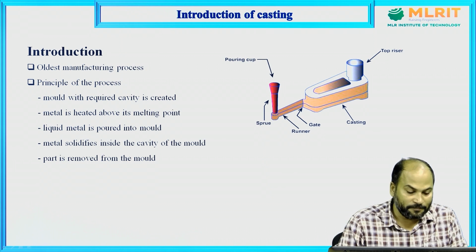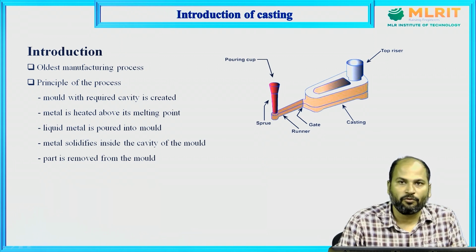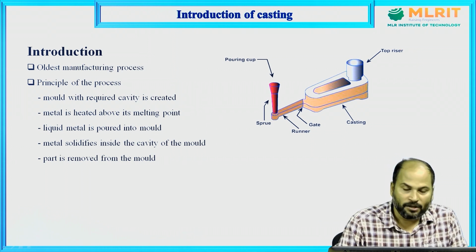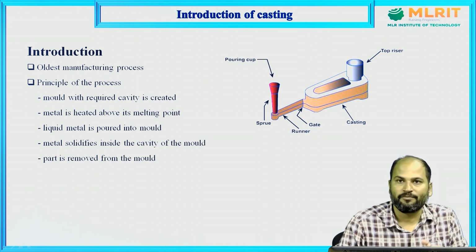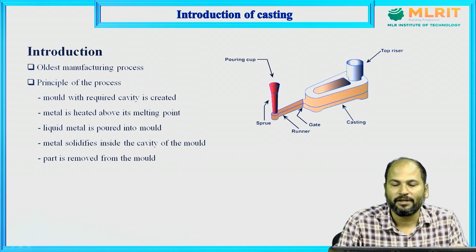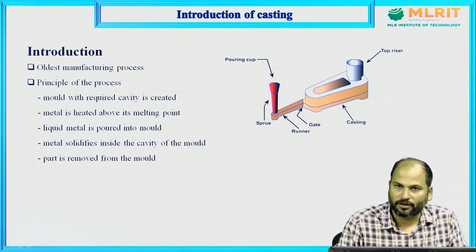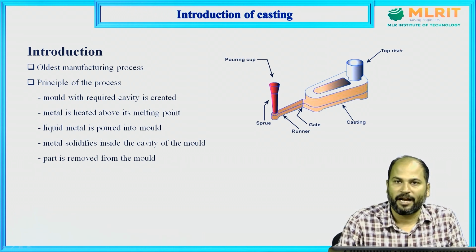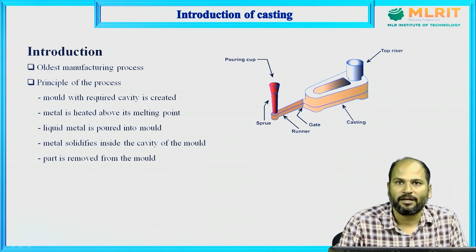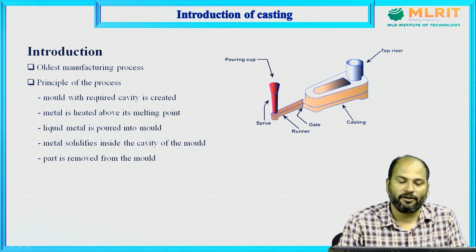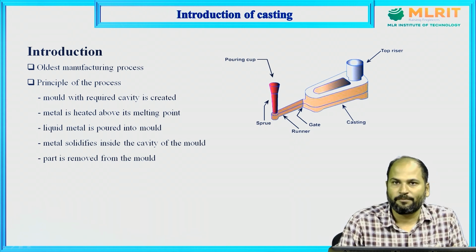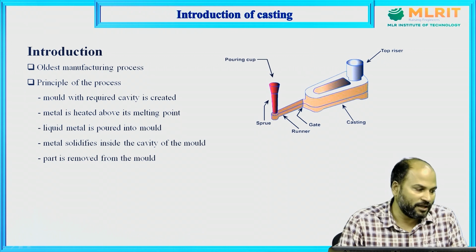In the third step it is poured, and in the fourth step we leave that molten metal in the cavity for some time for solidification. Once it is solidified, in the last step we have to remove it. If it is a sand mold, of course we have to break the mold and take out the product. And finally, whatever gating system or accessories are attached to the casting, we trim them, and finally we get our product. So these are the 5 steps generally followed during the casting process.